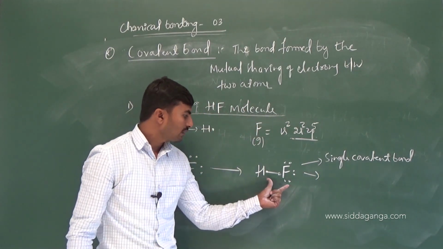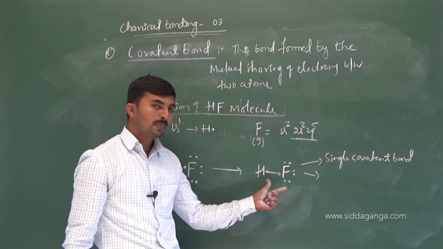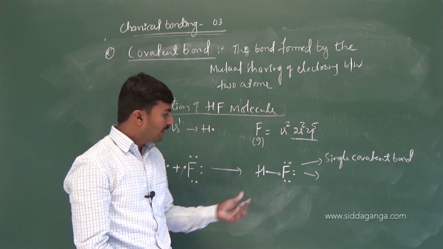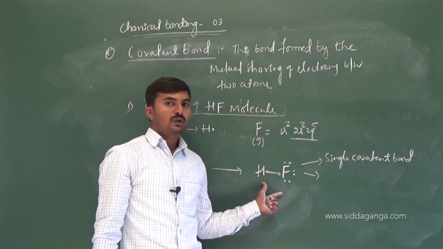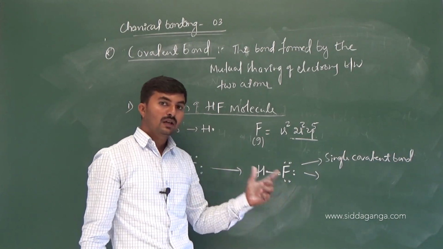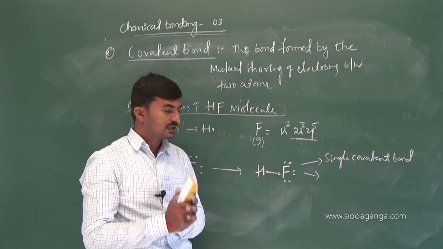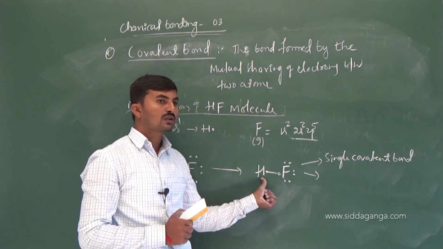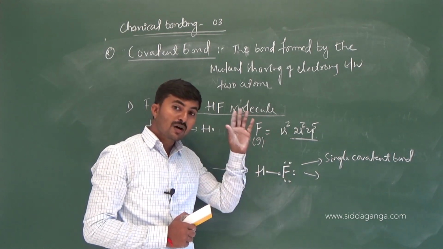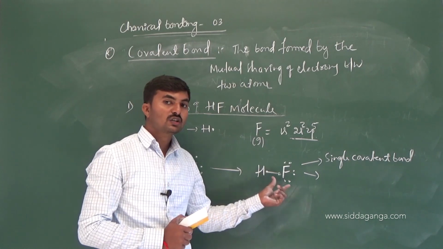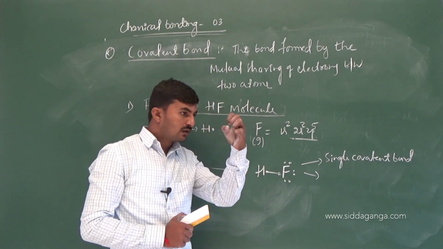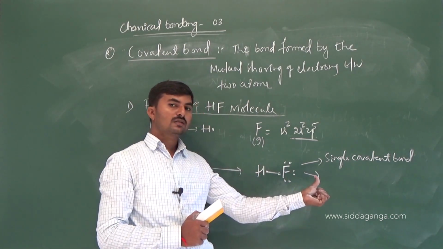Which type of covalent bond can it represent, whether it belongs to polar covalent bond or non-polar covalent bond? As I already explained, if both atoms have the same electronegativity, then it is an example for non-polar covalent bond, and in between them there is equal sharing of electrons. But here fluorine and hydrogen differ in their electronegativities. Electronegativity of fluorine is much higher than hydrogen. In such cases, what happens? This more electronegative atom tends to attract the electron density towards itself.